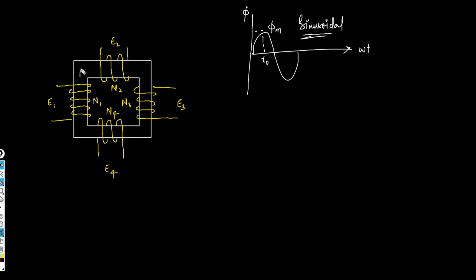So there is a flux phi which has been flowing in this direction. This is the flux phi direction. So this is the case. Now if I need to tell the value of E1 here, E1 is nothing but we can give it by N1 d phi by dt. Here it would be N2 d phi by dt. Here it would be N3 d phi by dt. Similarly, here also we can write N4 d phi by dt.